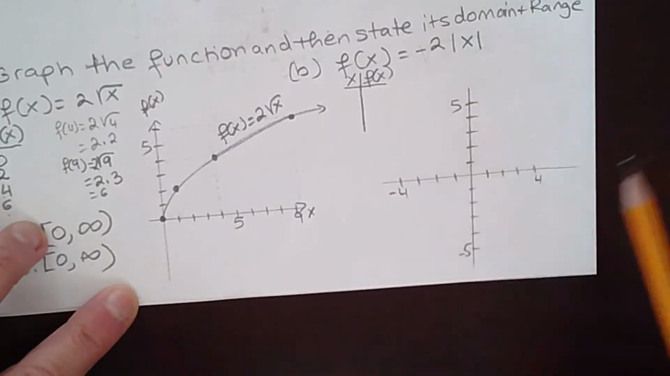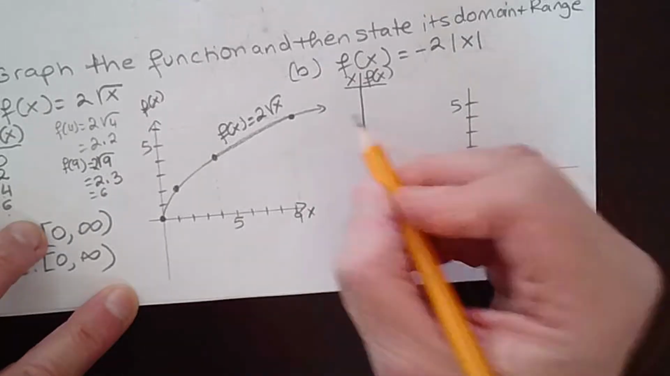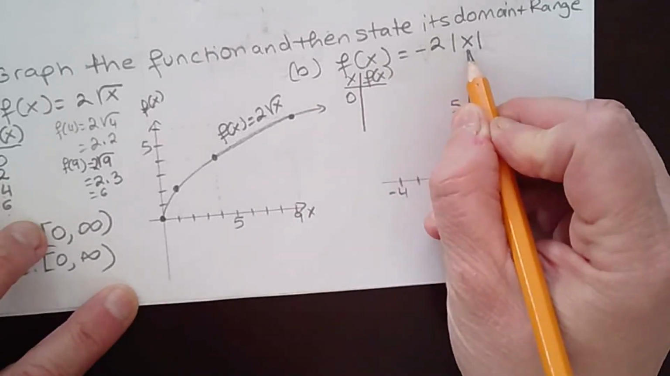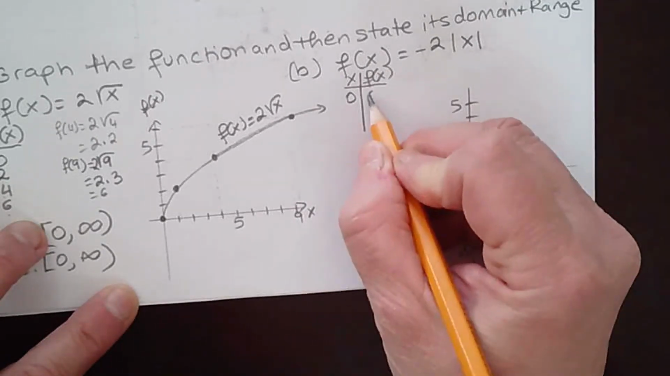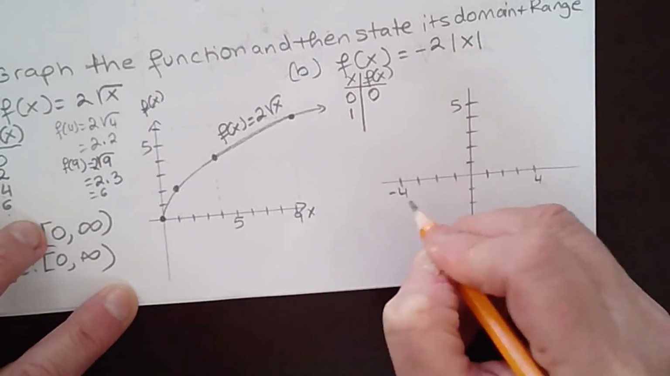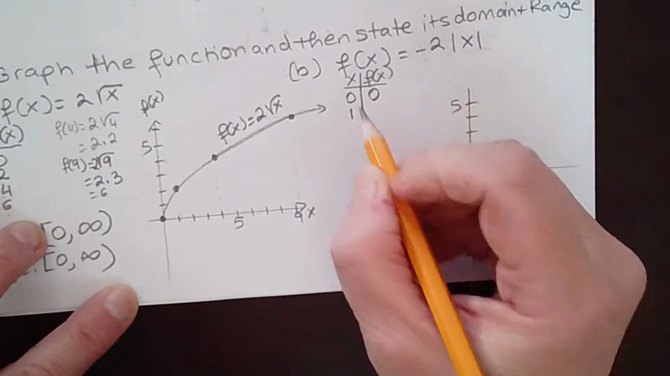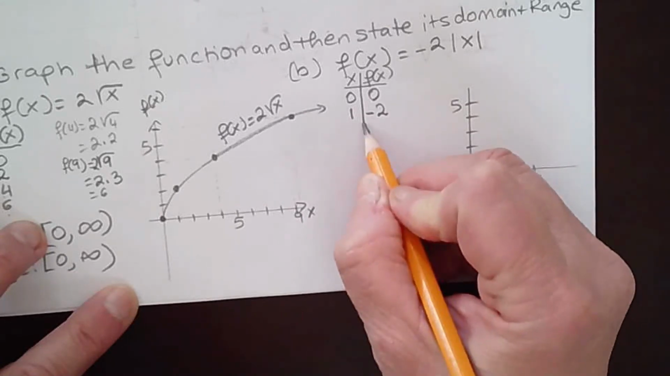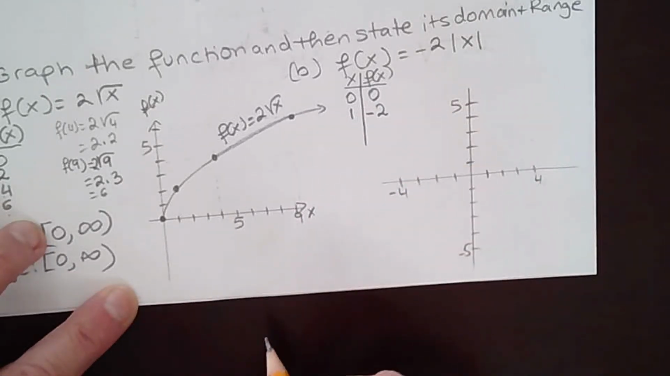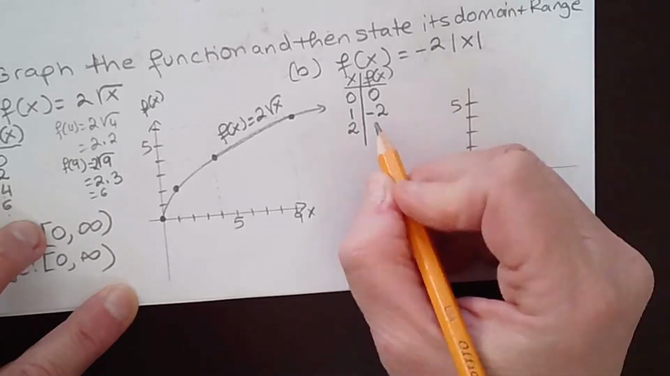So here x can be anything. You can choose negative values of x. Okay, let's start with 0. Absolute value of 0 is 0. 0 times -2 is still 0. If we choose x equal to 1, then absolute value of 1 is 1. 1 times -2 is -2. And if we choose 2, absolute value of 2 is 2. 2 times -2 is -4.